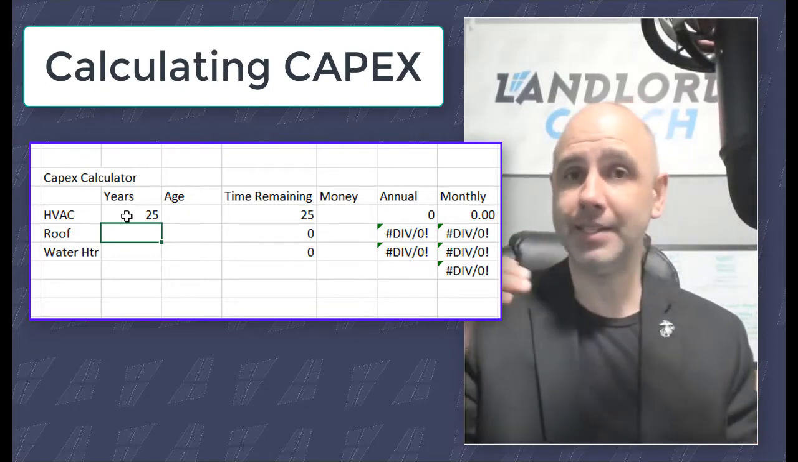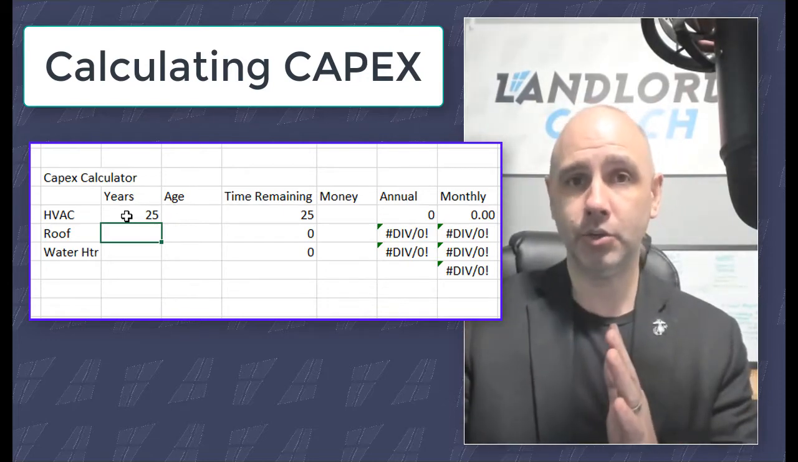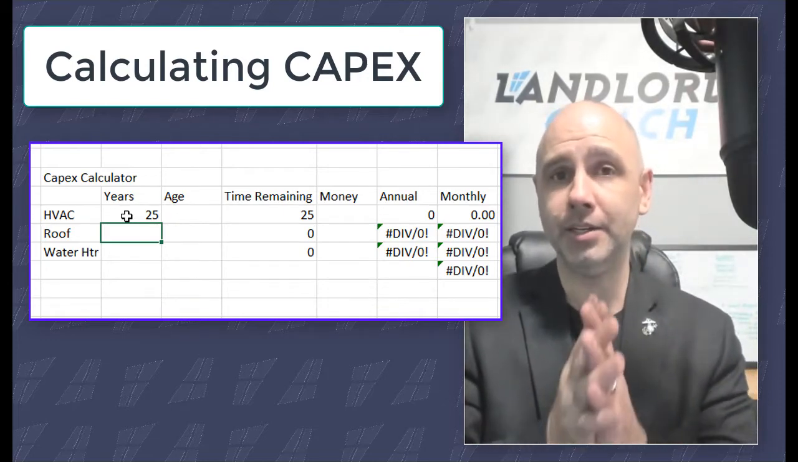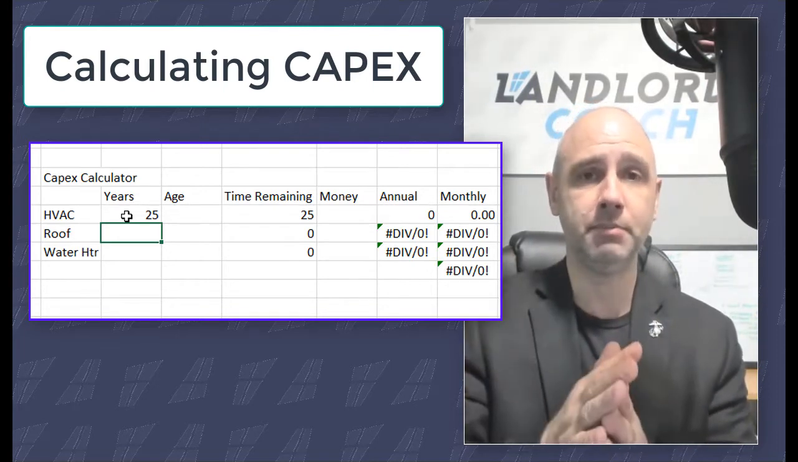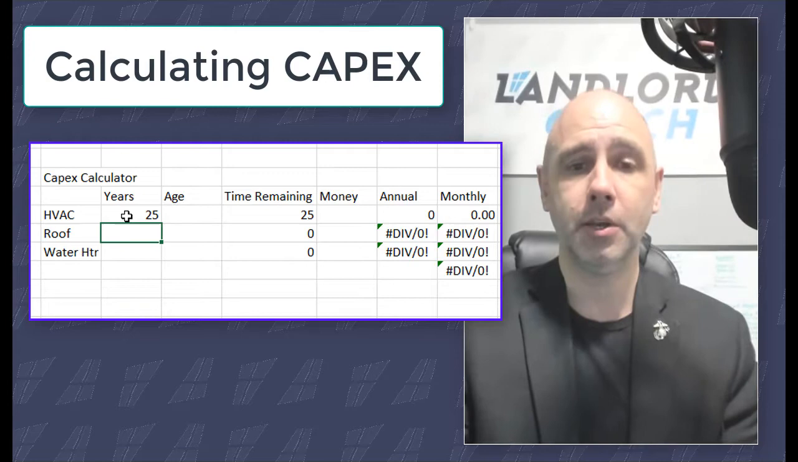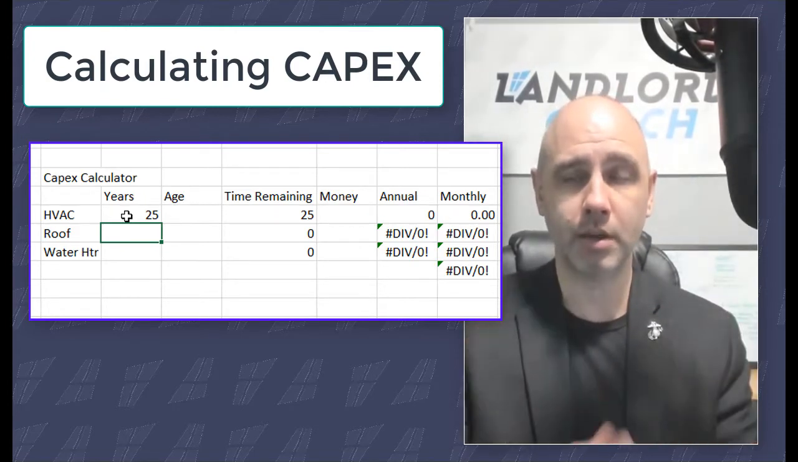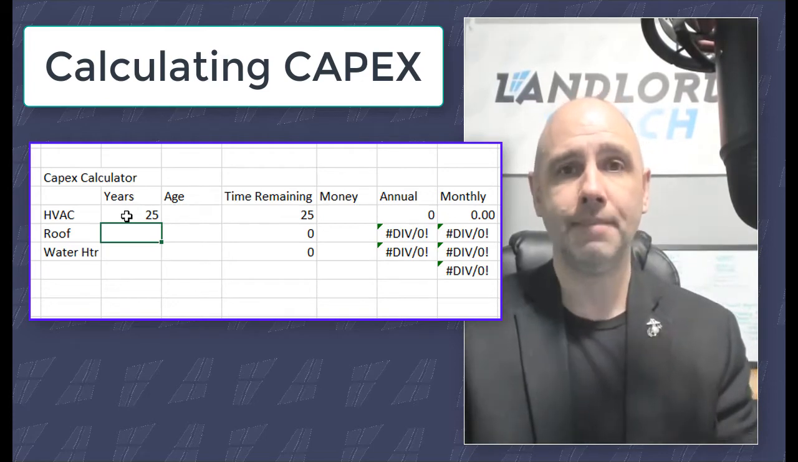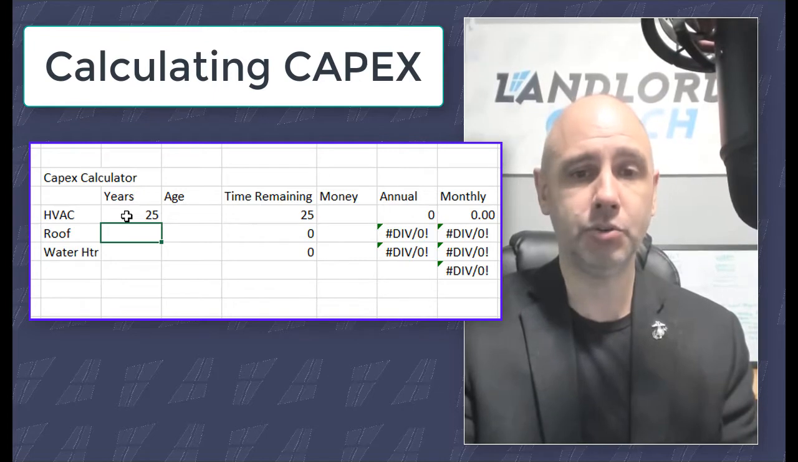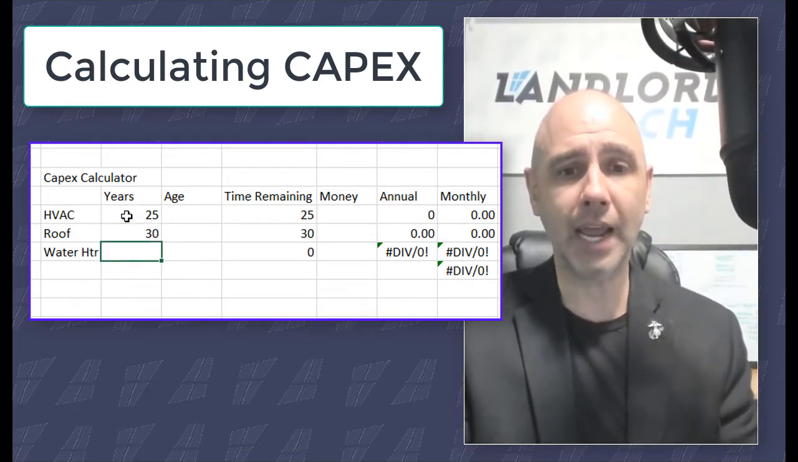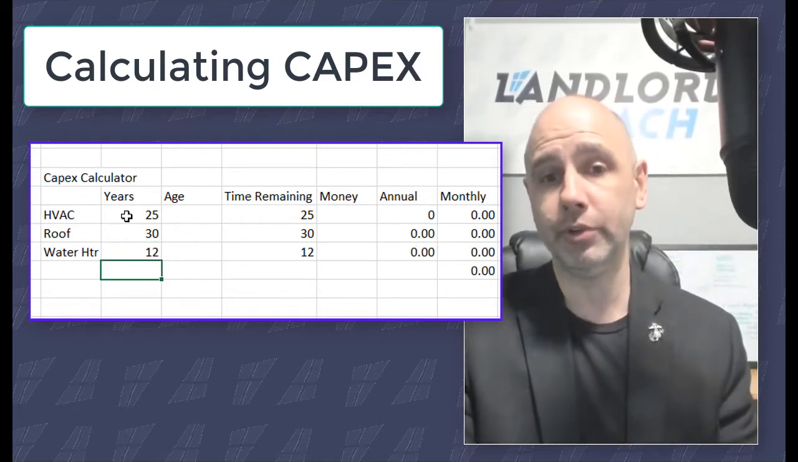That maintaining part would be coming out of the repairs and maintenance line item on your cash flow analysis, not CAPEX. This is strictly for replacement of those systems. So let's say that the expected life expectancy of the HVAC system is 25 years. Out of a roof, let's say that you can expect 30 years. Out of a water heater, the long end of that might be 12 years, okay?